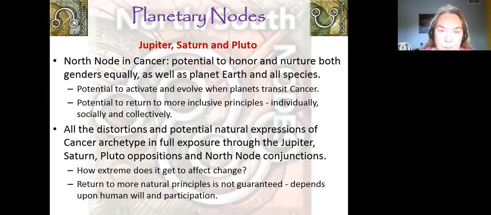But of course, we can have all of those distortions of Cancer, the protectionism, the nationalism that we were talking about. Here again, how extreme does it get before we change? In the United States, how many churches and synagogues and mosques, how many shootings do we have to have in those places of worship before enough people rise up and say, no more? We are going to have healthy gun control.